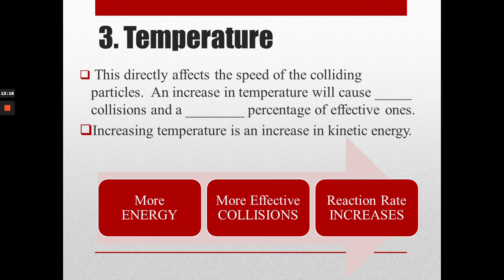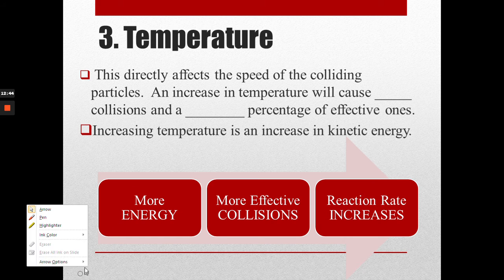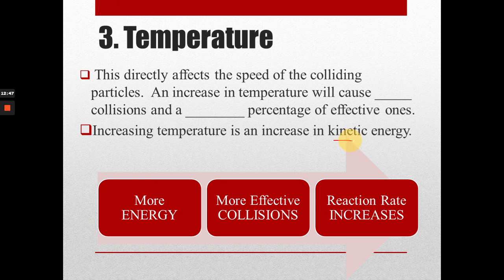So number 3 is temperature. Temperature can also affect the rate of reaction. Again, I'm kind of using cars as an example in your notes. Which one would have a higher rate of collision: a bunch of cars traveling along together at 30 miles an hour, or a bunch flying down the road at 100 miles per hour? When you talk about temperature, what you're really talking about is an increase in kinetic energy, and kinetic energy is the energy of motion. So if you have increased temperature, you have faster molecules. So this directly affects the speed of the colliding particles.